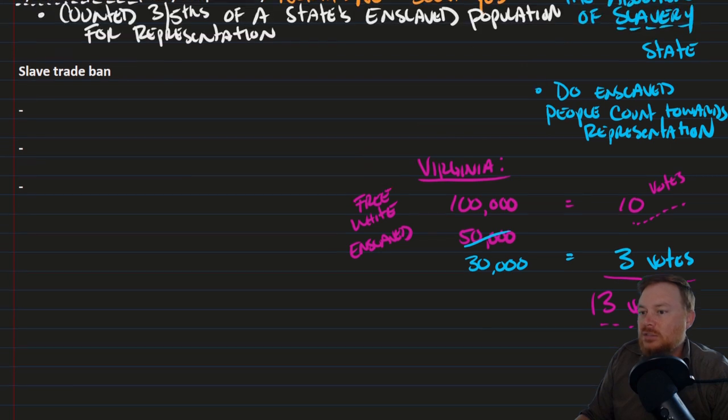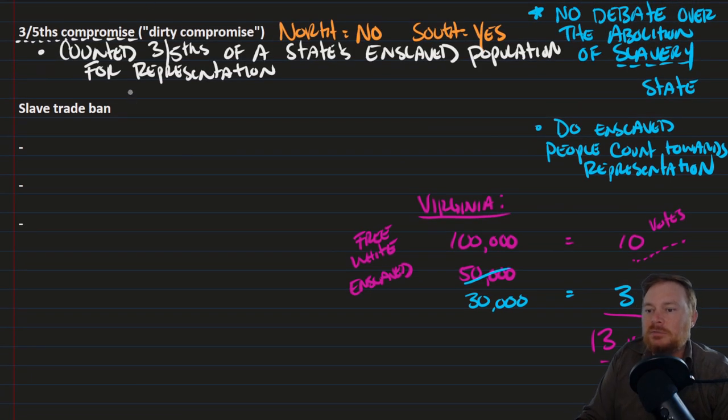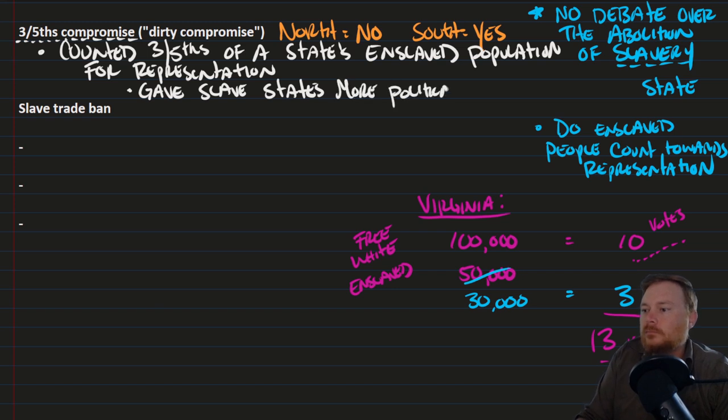And so the effect of this, right, the effect of the Three-Fifths Compromise is that it gave slave states more political power. And this would pretty much be the case all the way up until the American Civil War, until slavery would be abolished. Now, Northerners, although again it's a compromise, Northerners would prefer if the enslaved population didn't count at all. Southerners would prefer if the enslaved population counted completely.